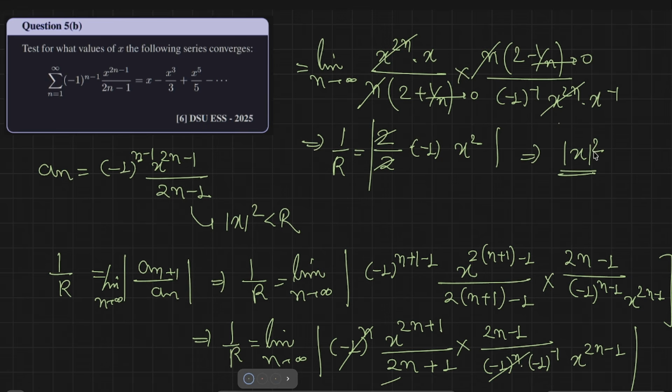Or instead of writing this, if you are not including x, if you have any form like this, x power 2n minus 1, it will be x square. Now see, what is your r here? Mod of x square is less than r. So from here you have to check what is your r. This is basically the case. In this case your r, this is your L basically. So from here now you have to check for the condition.